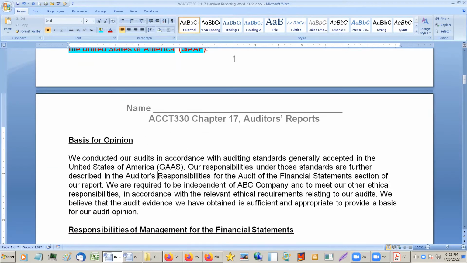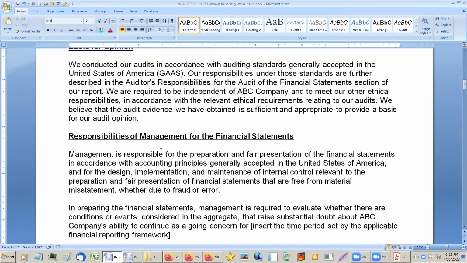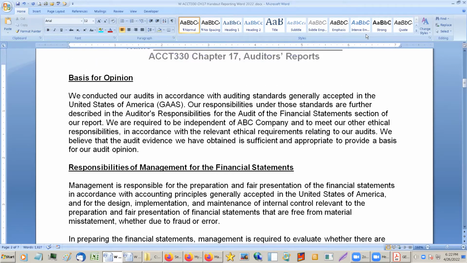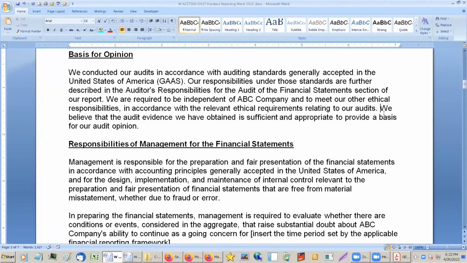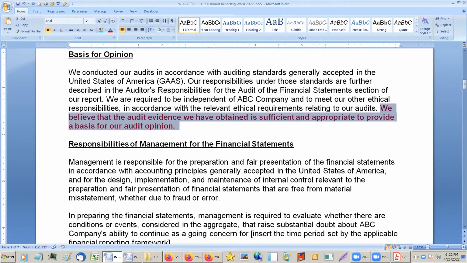Now, we already went through this before. We can go through a little bit again, though. Our basis for an opinion. Basically, your opinion can only be based on the evidence that you gathered through your audit. It can't be based on anything else. It can't be based on promises by somebody else. It has to be based on having gathered enough evidence to form your own opinion. And down here it says that. The audit evidence that we've obtained is sufficient and appropriate to provide a basis for our opinion. So audit evidence is the only thing you can base it on.